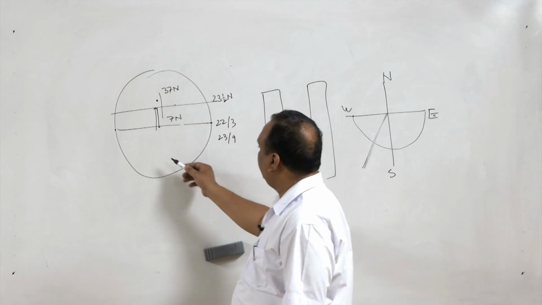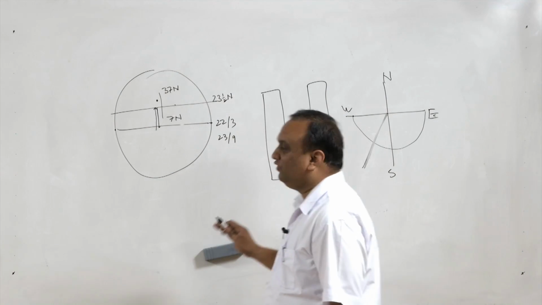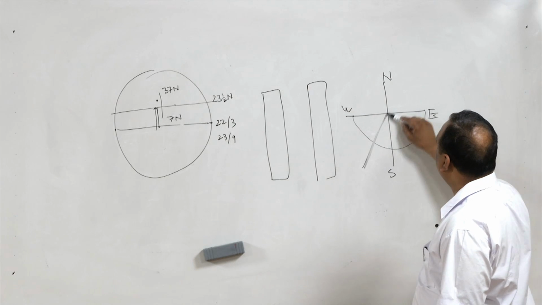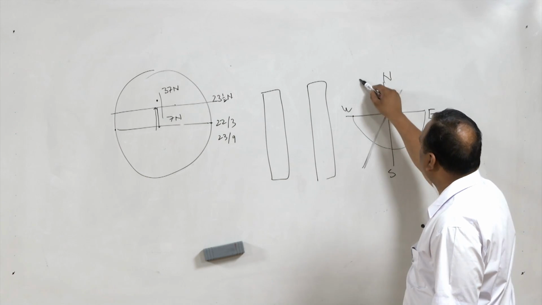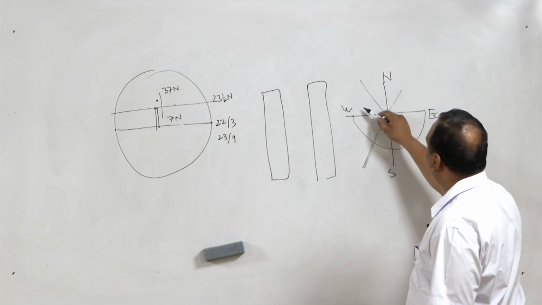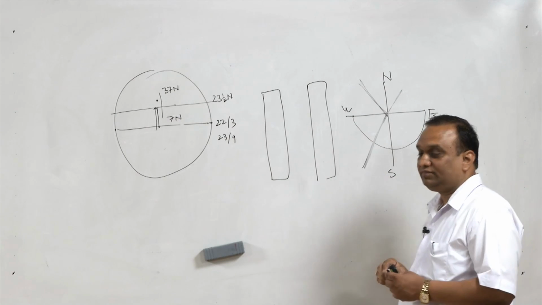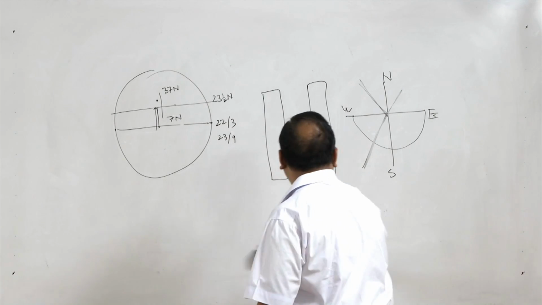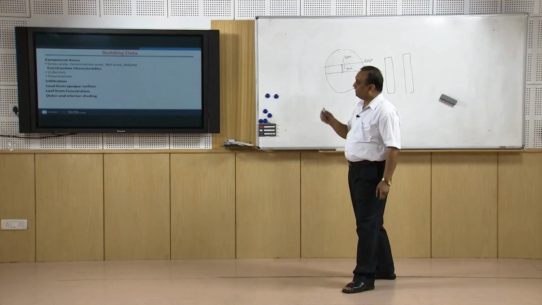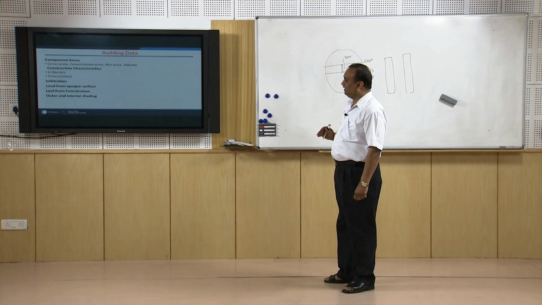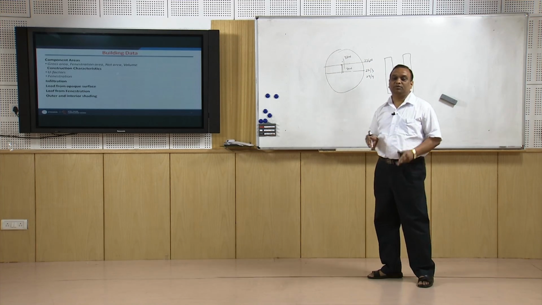If your location is in the southern hemisphere, the situation will be different. The most load will come on which wall? This east-west wall. Most of the load will come on this wall. So, this has to be taken into account while designing a system, what order of shading is needed, and for interior shading also.